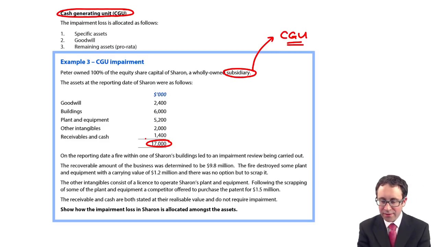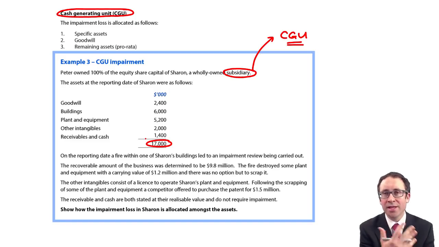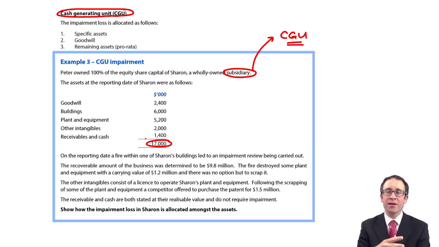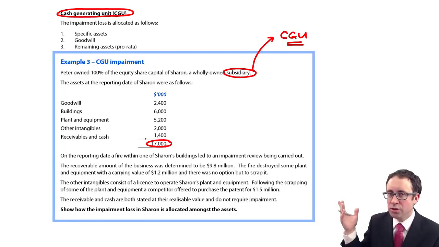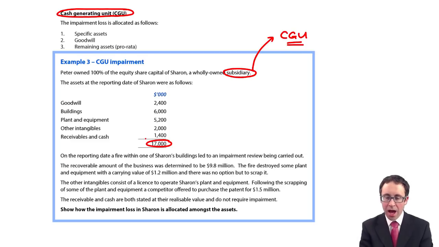It says on the reporting date, a fire within one of Sharon's buildings led to an impairment review being carried out. So the fire within the building was the impairment indicator. Because of that, we carried out the impairment review in step 2. We compare the carrying value to the recoverable amount. If the carrying value is greater than the recoverable amount, there is an impairment. I think there will be, otherwise the question's just pointless. And what we're told here is that the recoverable amount is 9.8 million.